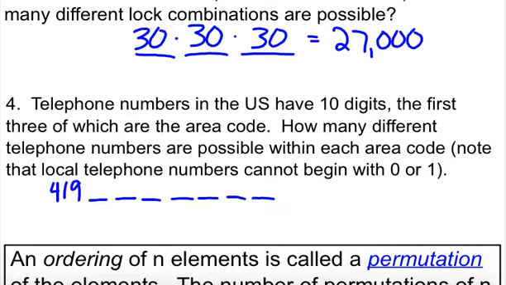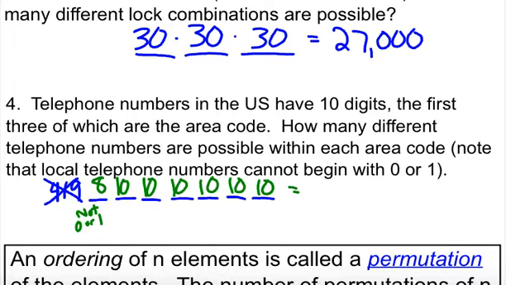Now, with a local telephone number, you cannot begin with a 0 or 1. So this one cannot be a 0 or 1, which means that it can be 2, 3, 4, 5, 6, 7, 8, or 9. So we have 8 choices here. Remember, this 419 is not part of our problem. Now for our second number, it can be anything. It can be 1, 2, 3, 4, 5, 6, 7, 8, 9, or it could be 0. So we have 10 choices here. We have 10 choices here, and on down. And the only restriction we put on this was the first digit could not be 0 or 1. So we multiply these all together, and we end up with 8 million different phone numbers that are possible in a given area code.